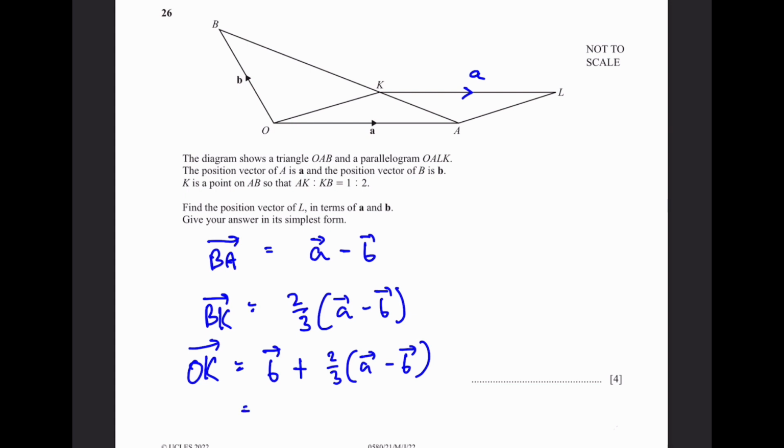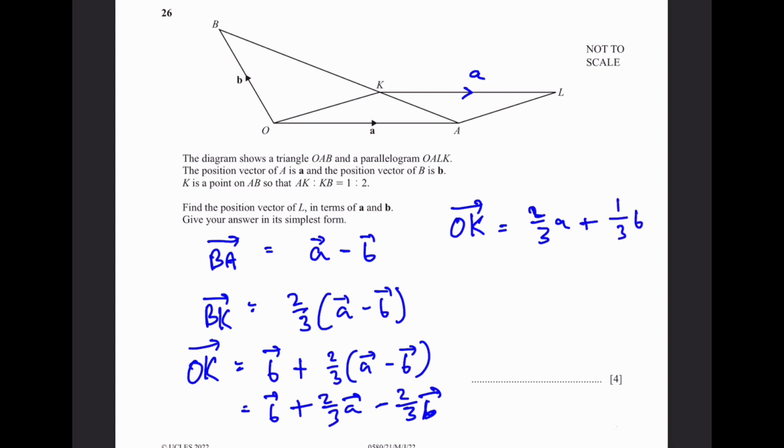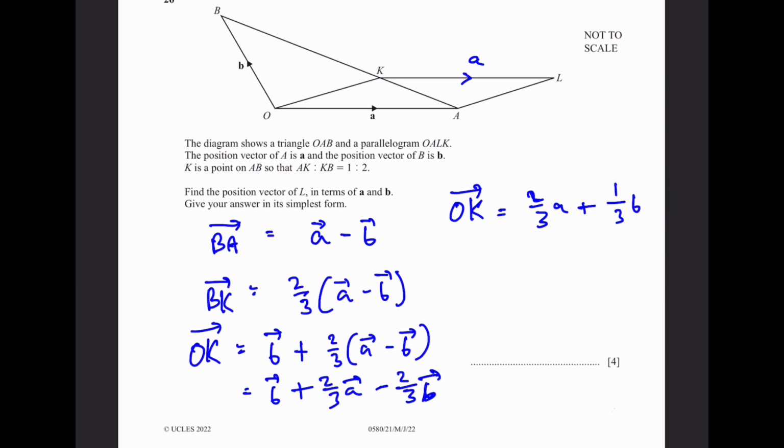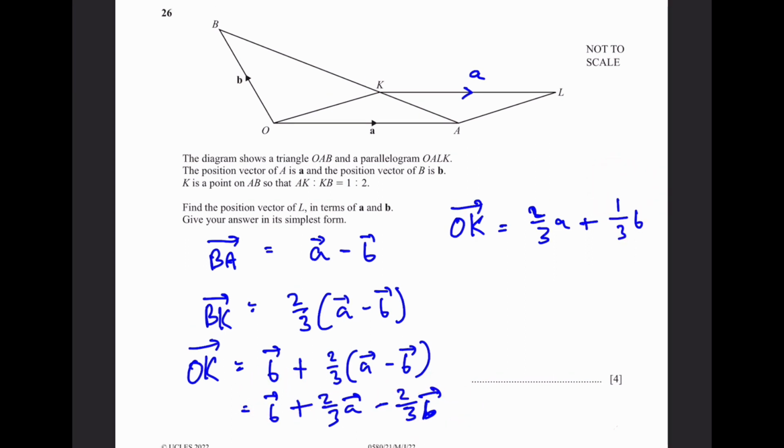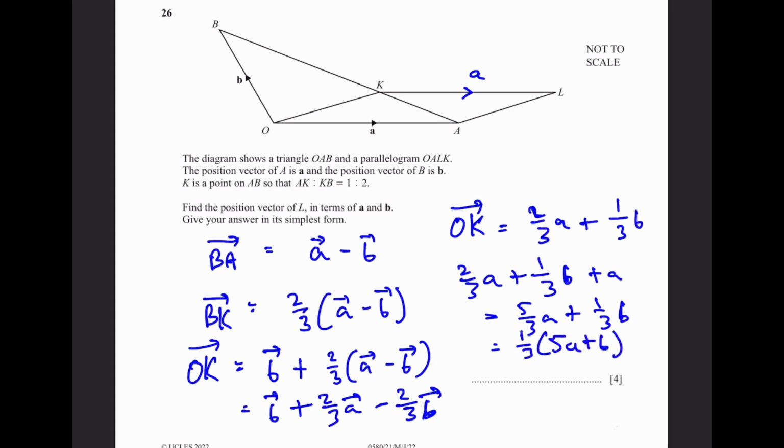Now we can simplify this. B plus 2/3 A minus 2/3 B. Now this can also be written as 2/3 A plus 1/3 B. Now how did we get 1 by 3 B? We have subtracted 2 by 3 of B from the value of B to get the value here. Now position vector of L is this one. We need to find the sum of OK and KL. So we can add this one we found here, and then we add an A. This becomes 5 by 3A plus 1 by 3B, which can be written as 1/3 of 5A plus B. That's the answer.